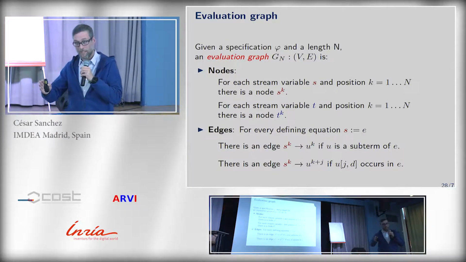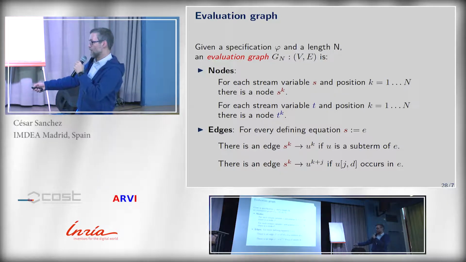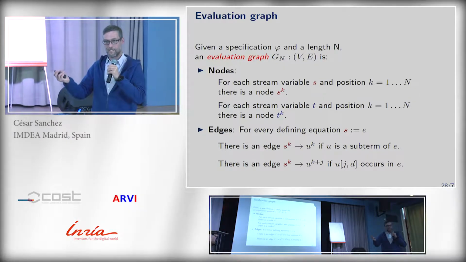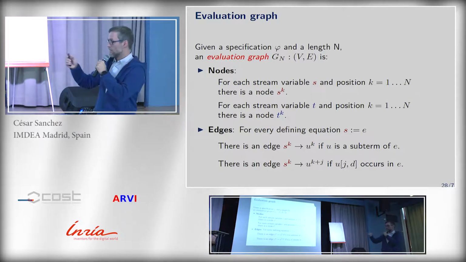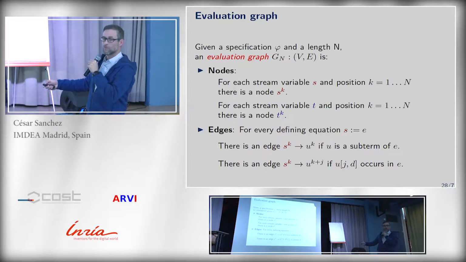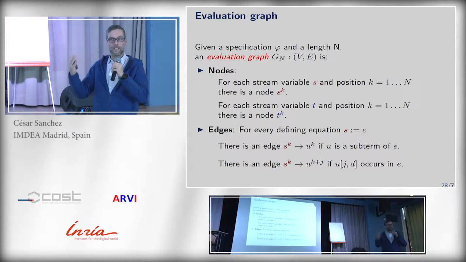There is none, because to begin with, it has no defining equation. And in order to add an edge, you must have a defining equation such that blah, blah, blah. Right? So the instances of output nodes are always sinks. Okay? They don't need anything. They don't depend on anything.